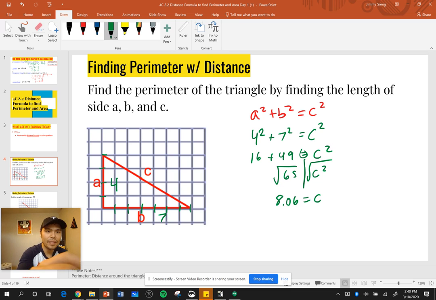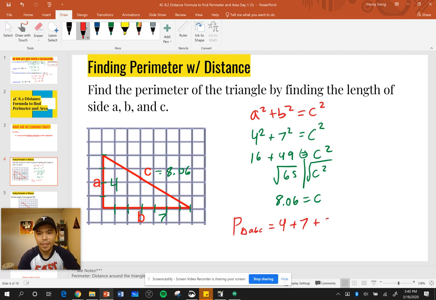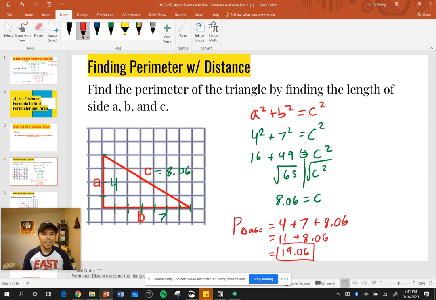I'm not quite done yet because I need to find the perimeter, right? If I know that C is equal to 8.06, my perimeter of triangle ABC is going to equal all those sides added up together. So 4 plus 7 plus 8.06. All right, class, we can simplify this together. We get 11 plus 8.06. So my perimeter now is going to be 19.06. Okay, feel good about that?